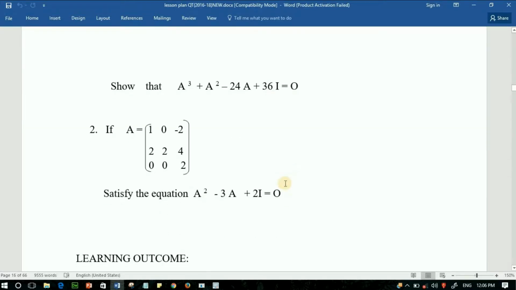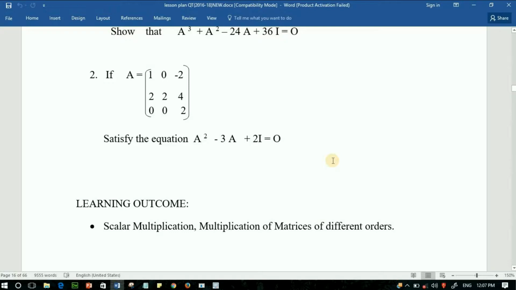I, you know, it is a 3 by 3 matrix. I is always 1, 0, 0, 0, 1, 0, 0, 0, 1. Then we add all these numbers, subtract the 24A and add the 36I. The answer is equal to 0. If it is 0 on the right hand side, we can say that the answer is correct.